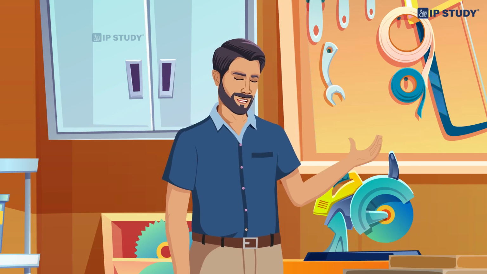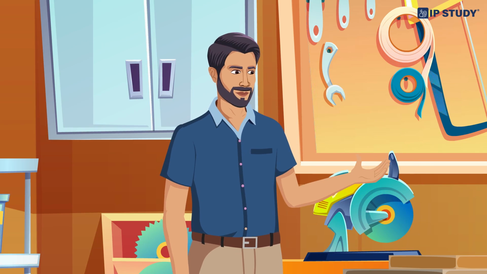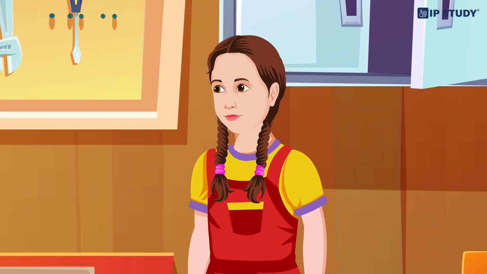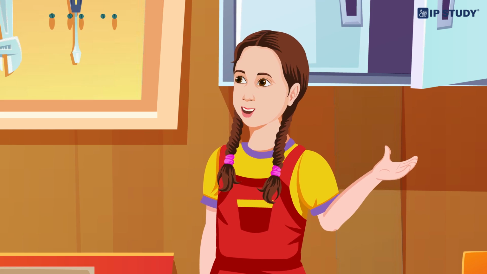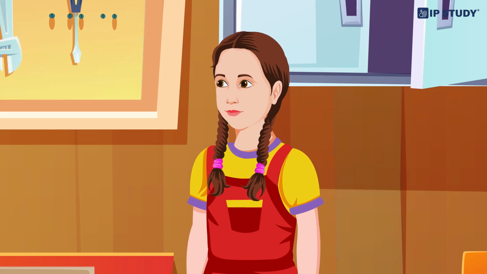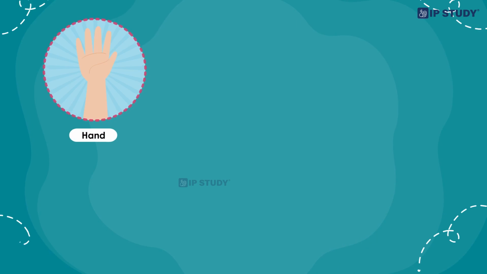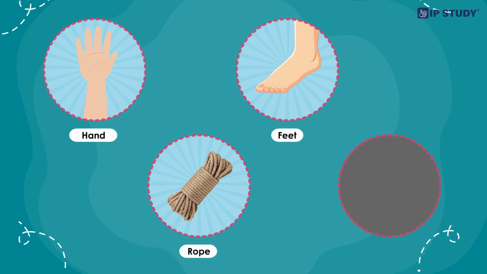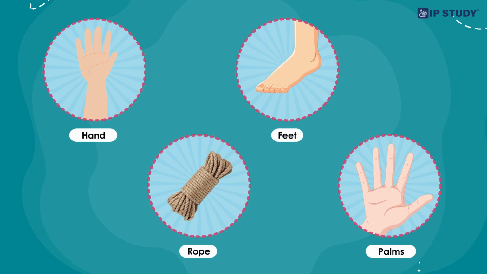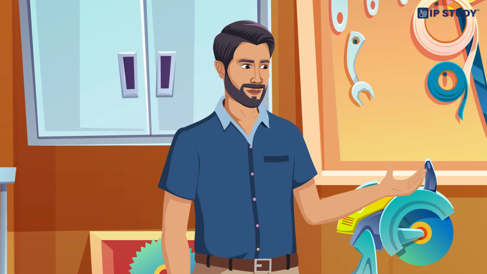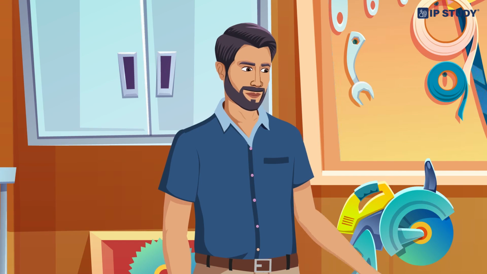Exactly. And for longer distances, like from our house to the park, we use kilometers. But Dad, what happens if we don't have any measurement tools? Well, several decades ago, people used their hands, feet, rope, and palms to measure lengths. But since everyone has different lengths of feet and palms, we needed the standard unit of length.